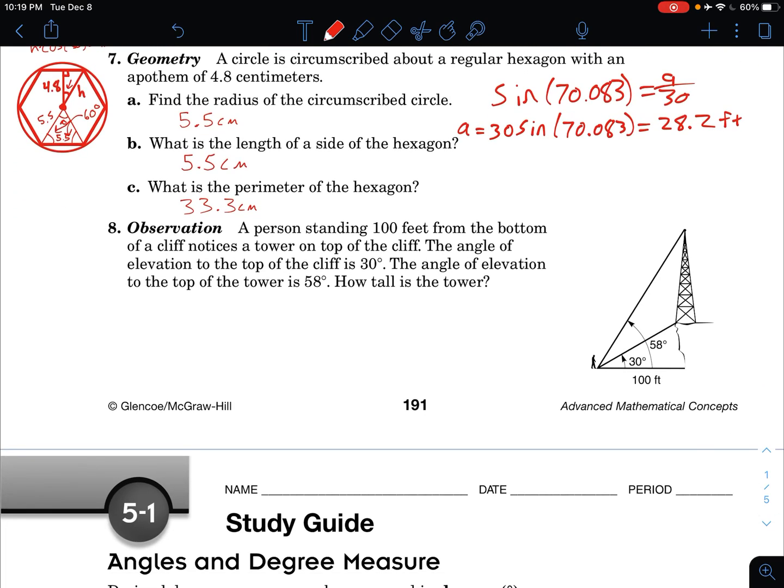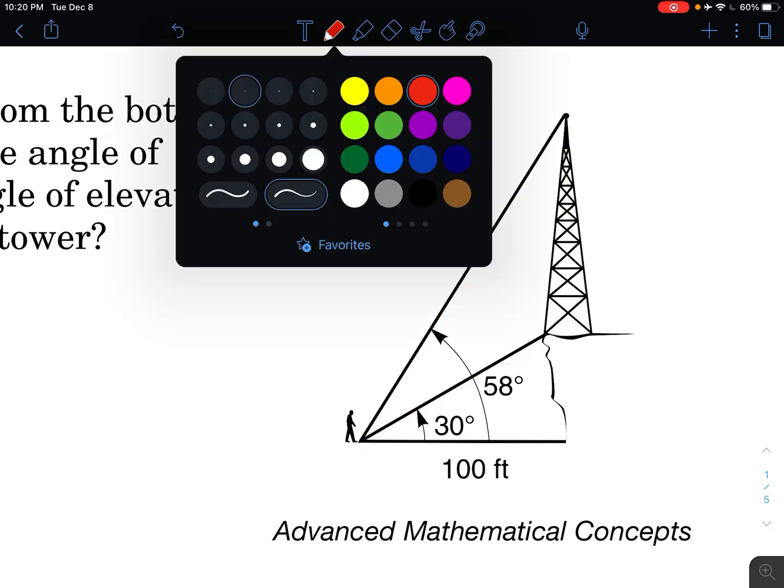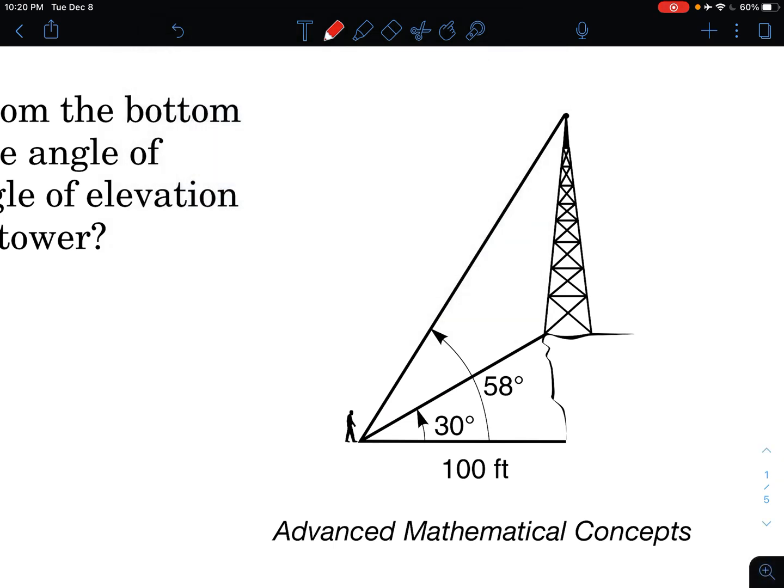Observation. A person standing 100 feet from the bottom of a cliff notices the tower on the top of the cliff. The angle of elevation to the top of the cliff is 30 degrees. The angle of elevation to the top of the tower is 58 degrees. How tall is the tower? So does this look like a right triangle to you? No, it doesn't. So we got to find a right triangle. So there is a right triangle right here, which is the one we're going to be using.